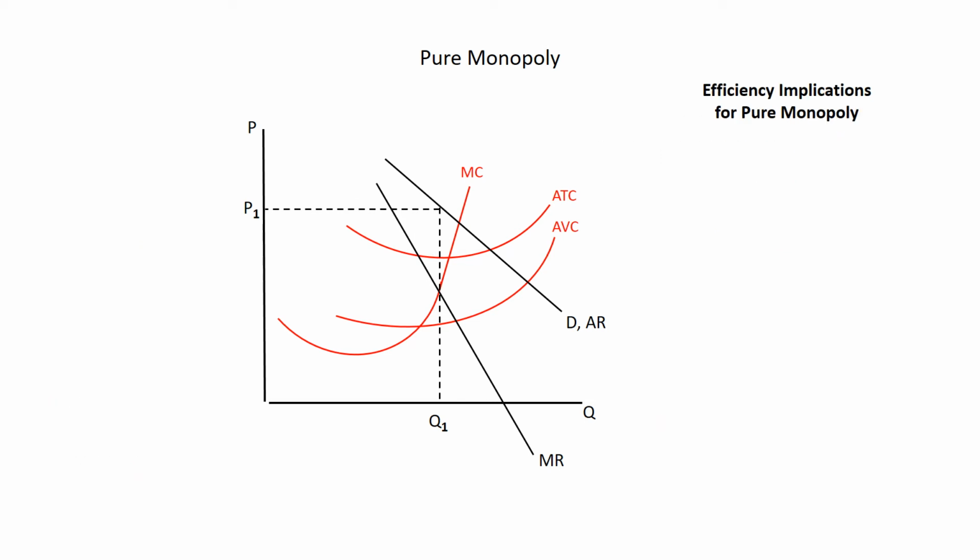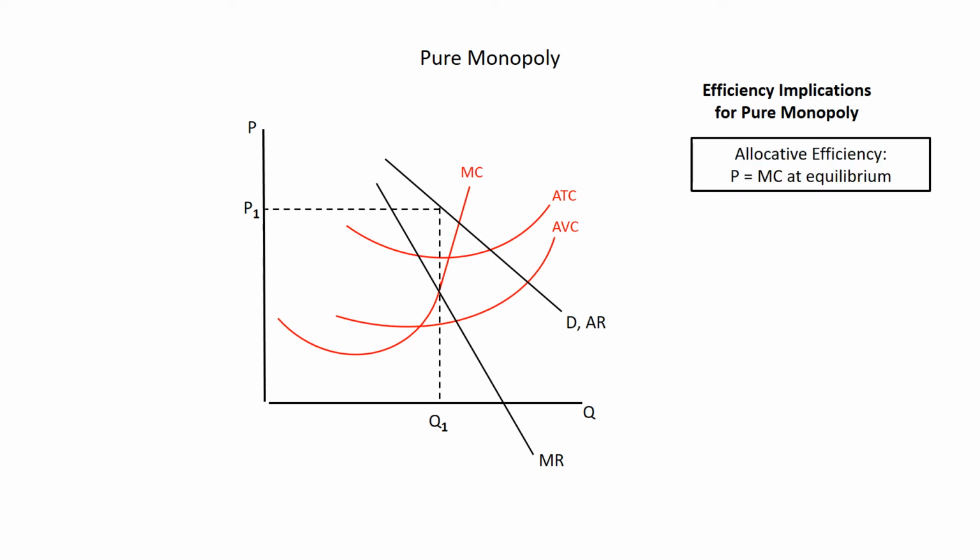There's one more issue we need to deal with before we complete our analysis of the pure monopoly market model: the efficiency implications of the monopolist's equilibrium. The first that we'll deal with is allocative efficiency. Recall that allocative efficiency occurs when price is equal to marginal cost at equilibrium. Price indicates the value that society places on this product, and marginal cost indicates the value that society places on the best alternative good that could have been produced with the same resources.